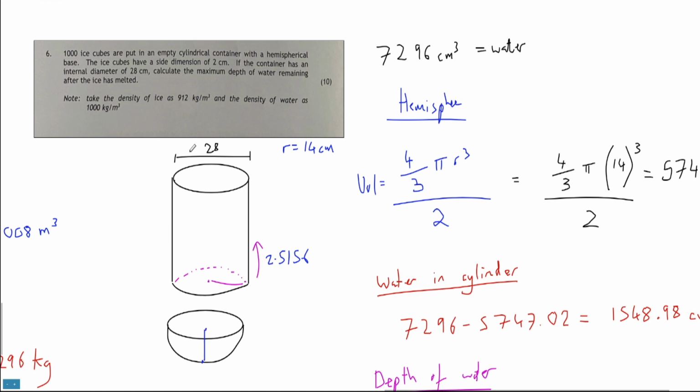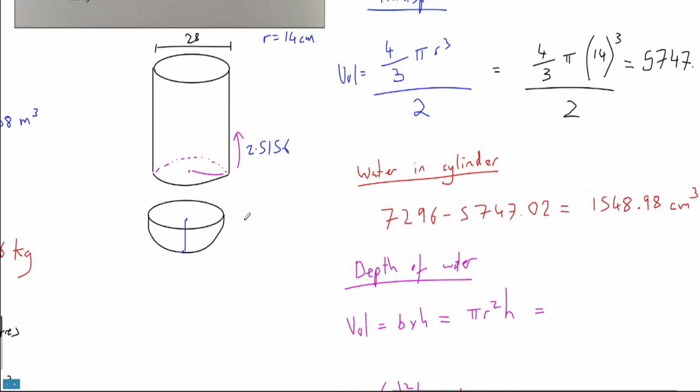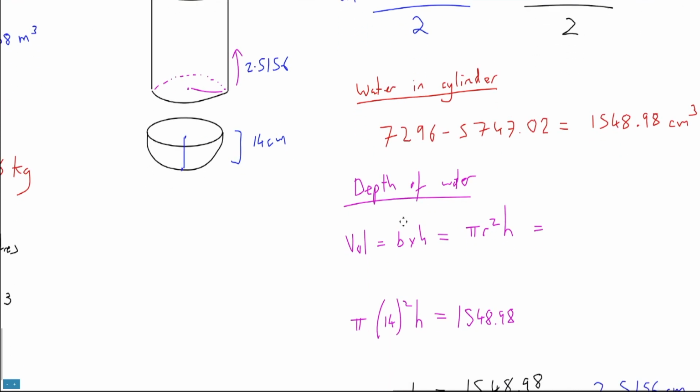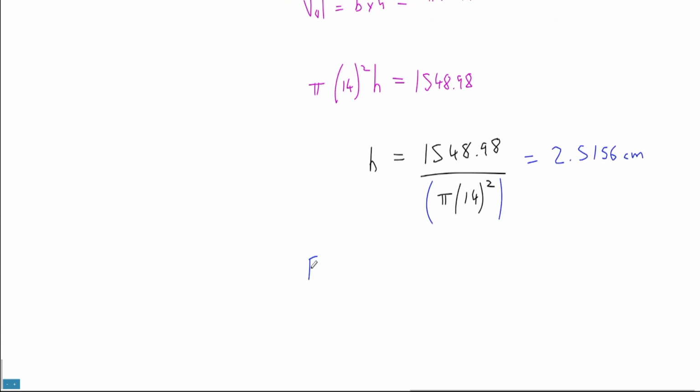We already know the radius is 14, so I just need to add a 14 onto this. So this distance here is 14 centimeters plus the 2.5156. This will be our final answer. So we can say the final depth is going to be 14, that's the radius, plus the 2.5156. That'll probably give us like 16.5156 centimeters deep. Ooh, and we finished that question.